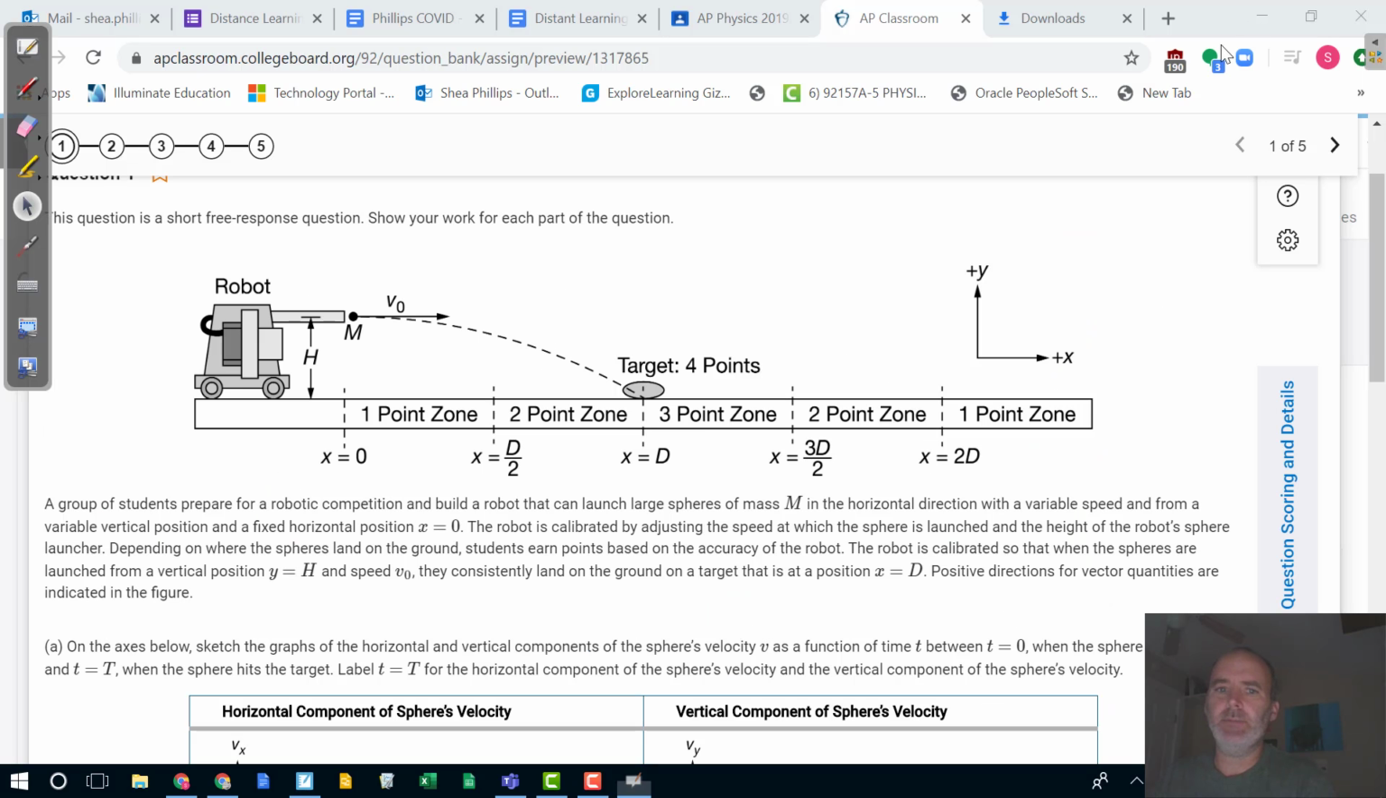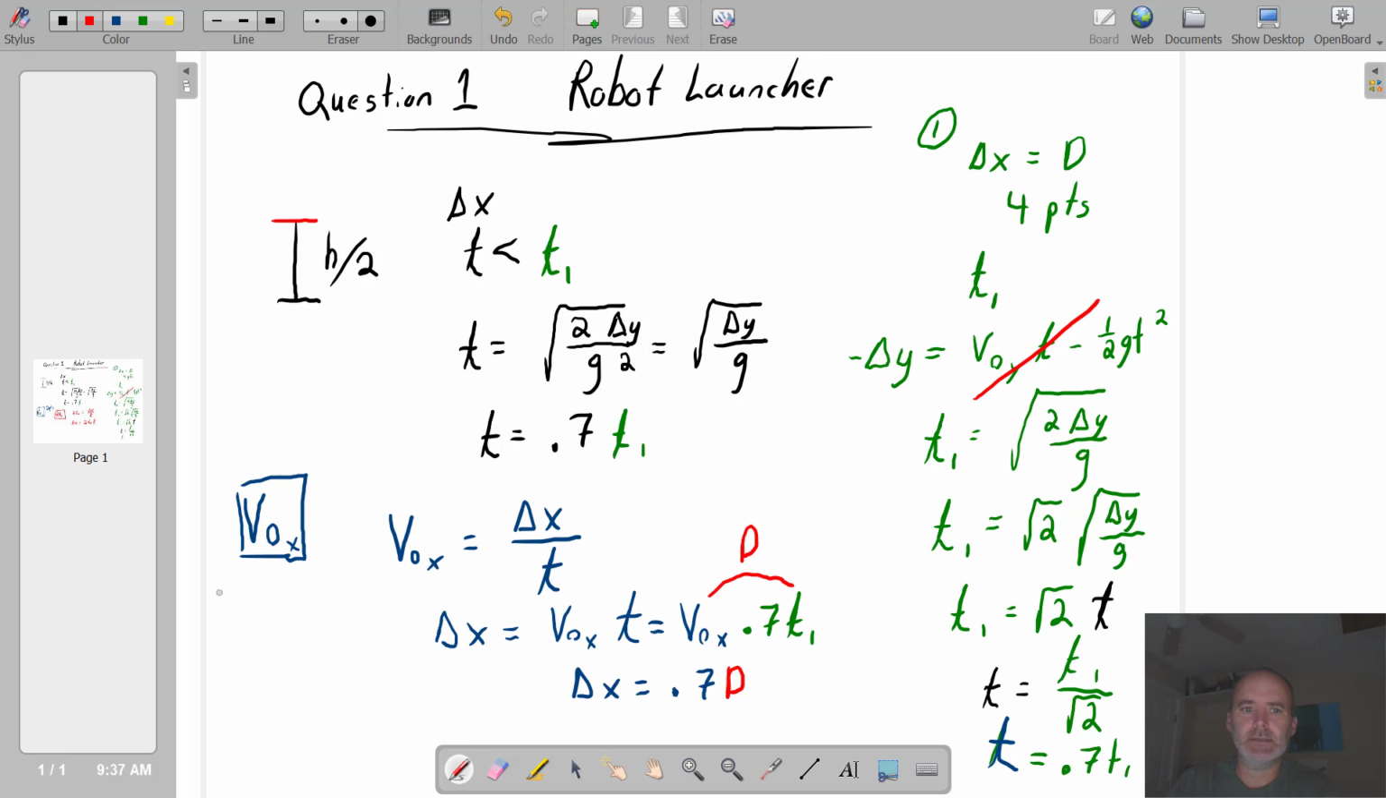0.7 times d. That means 0.7 d is in between 0.5 d and d. So it's going to end up somewhere in this region. So I score 2 points. So this one right here gets 2 points.